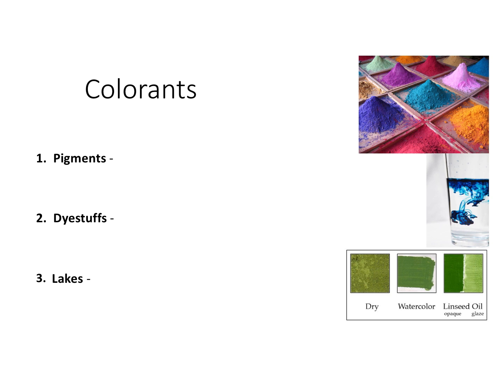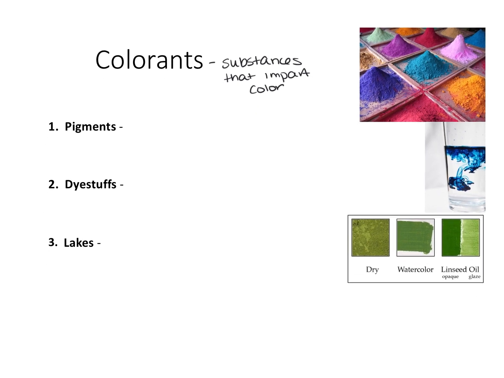And one of the things I want to define is colorants. Now, colorants are just substances that impart color. Okay, and in this screencast, we're going to talk about three different substances that impart color. The first one are pigments.